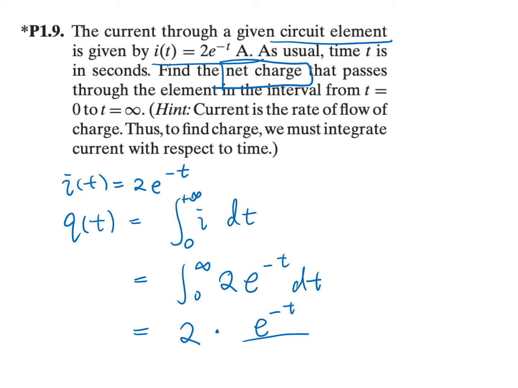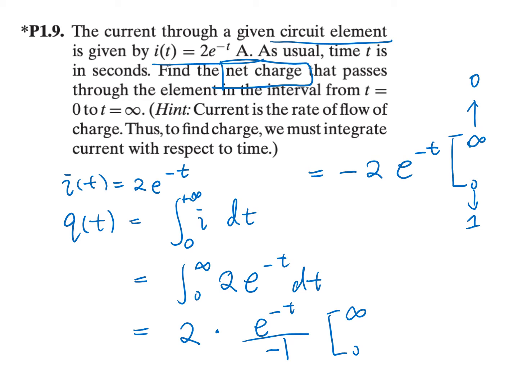and that is 2 times e to the negative t over negative 1, and we substitute in 0 and the positive infinity. So we have negative 2e to the negative t, from 0 to infinity. If we substitute in 0, this is going to be 1. If we substitute in the positive infinity, that is 0. So we have negative 2 times 0 minus 1. That is 2 coulombs.